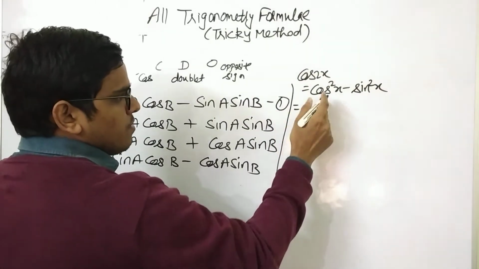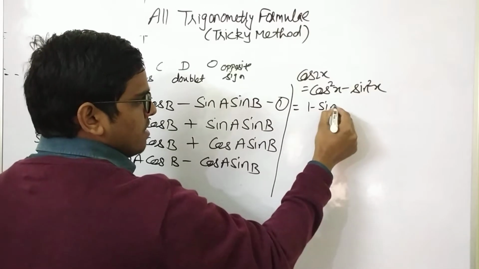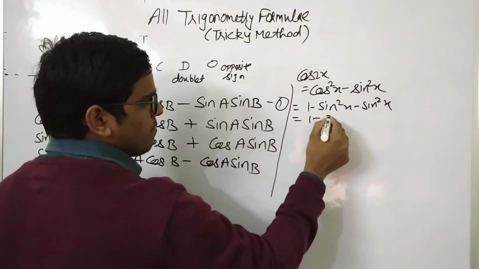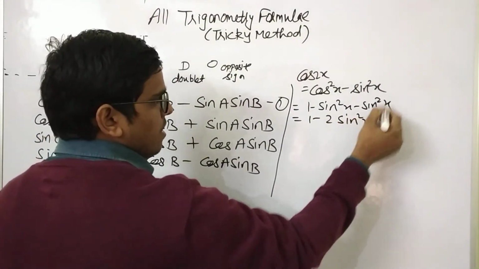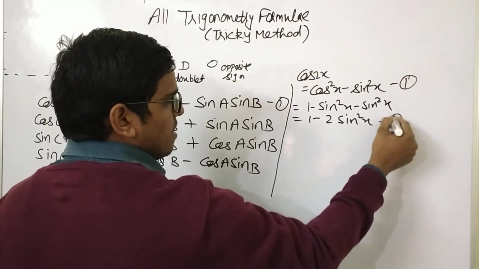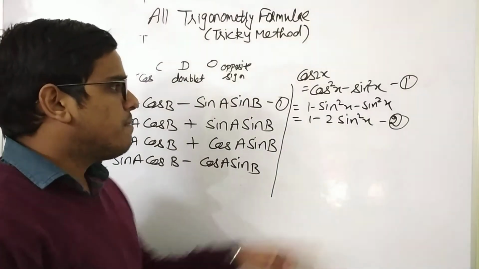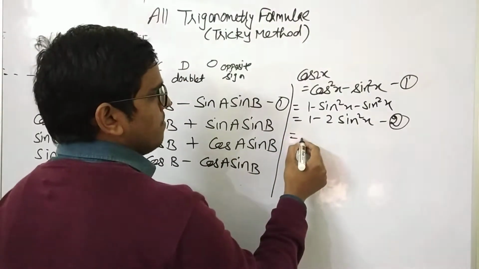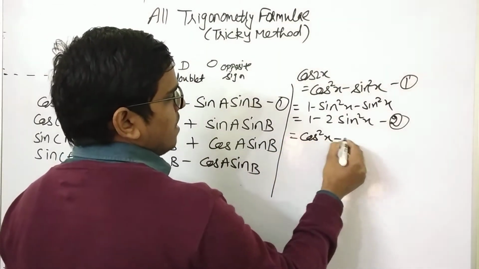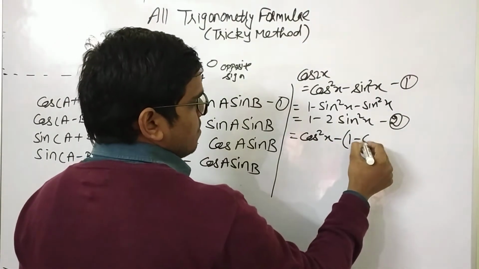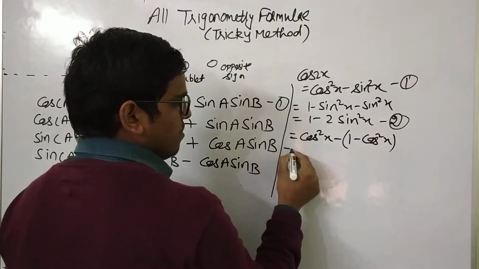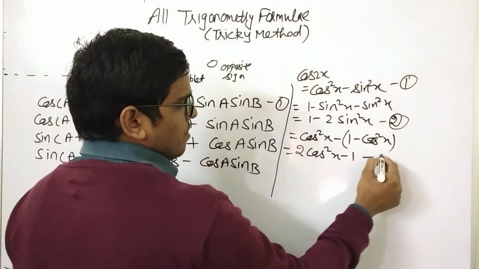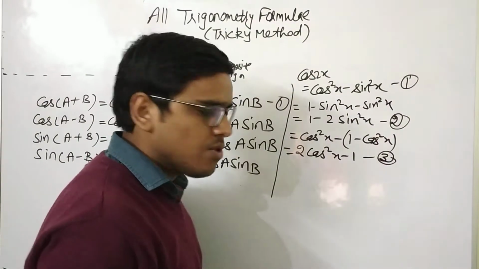For the next formula, you know cos square x is equal to 1 minus sin square x and this is sin square x already. So the next formula became 1 minus 2 sin square x. This is first, this is second. For the third one, replace sin square x by 1 minus cos square x. So students, it will become cos square x minus (1 minus cos square x). This is minus minus plus, 2 cos square x minus 1. So this is the third formula for cos 2x.